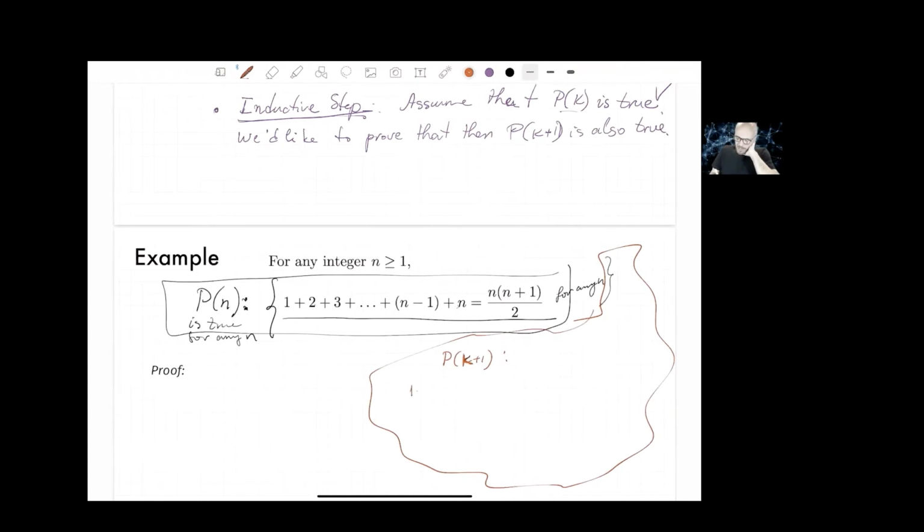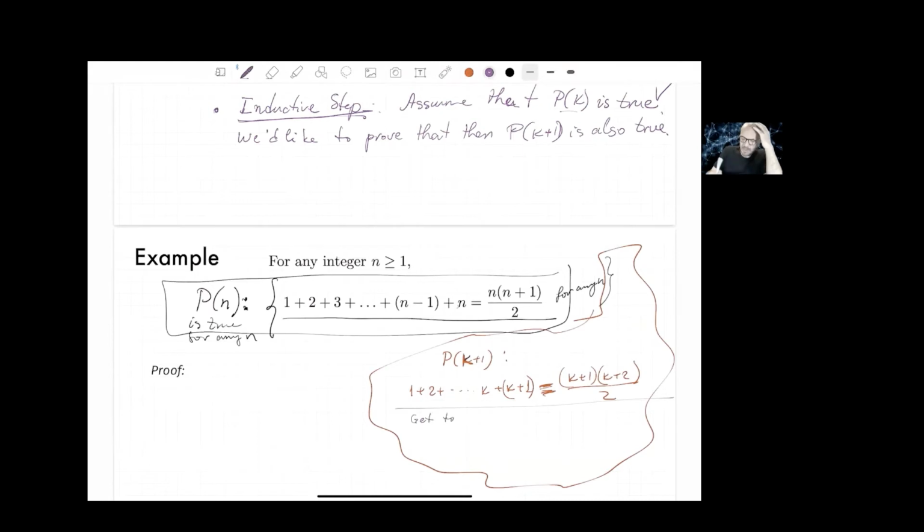Let's write it down. 1 plus 2 plus and so on plus (k+1) is (k+1)(k+2) over 2. That's what it means to say P(k+1). P(k+1) is this equality: these two expressions are equal, the left-hand side and the right-hand side. This is what we want to prove. But we get to assume that P(k) is true.